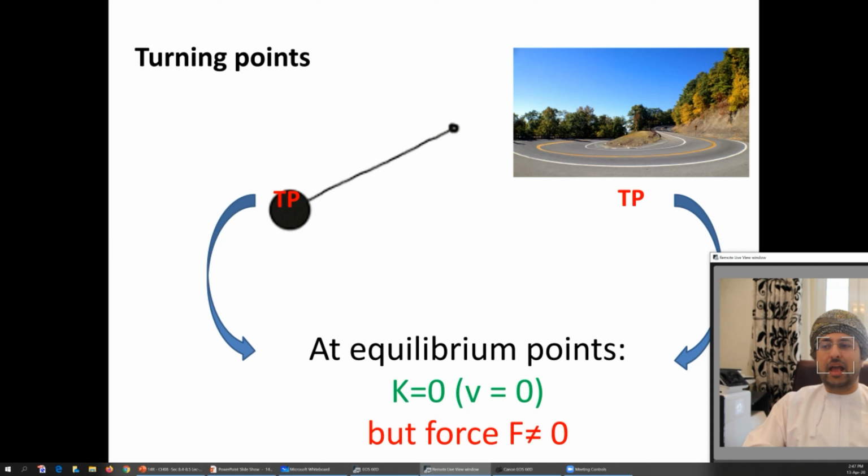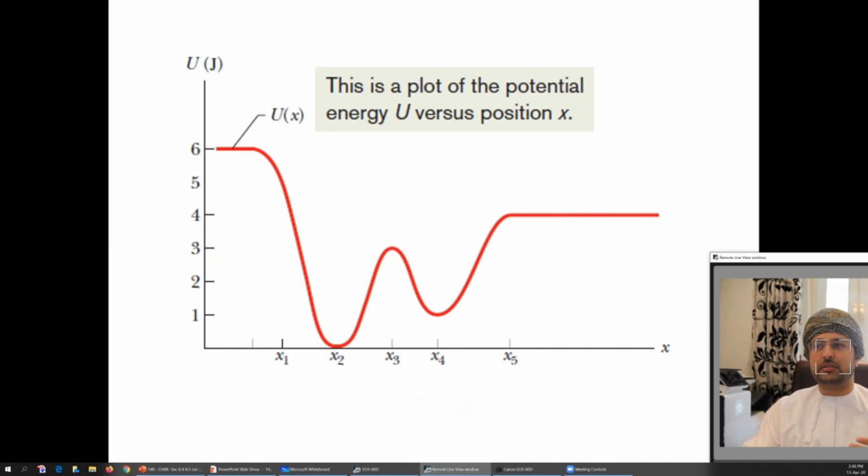Now, at equilibrium points, this is very, very important. Kinetic energy is equal to 0 because your velocity is equal to 0. But your force is not equal to 0. And you know your force is not equal to 0 because if you have ever been in a car where someone suddenly starts going on a steep turn, you will all end up being attached to one side of the car or the other. So there is a force that is actually taking place. Why? Well, let's take a look.